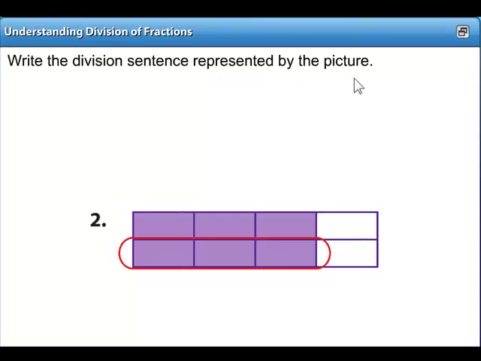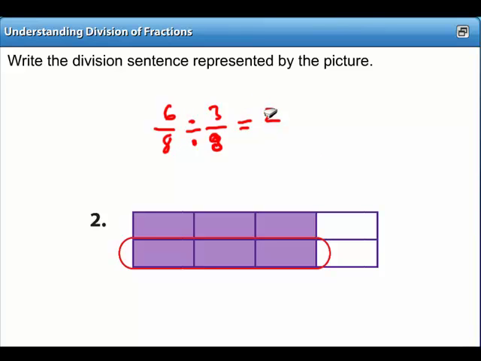And it says write the division sentence represented by the picture. Let's take a look at this. This is broken up into 1, 2, 3, 4, 5, 6, 7, 8 pieces. And so let's see, we have 8 as our denominator. That's our whole, 8 pieces. 1, 2, 3, 4, 5, 6 of them are shaded in. Let's see, what did they divide that by? They divided that by 1, 2, 3 of those 8 pieces. So 6/8 divided by 3/8 equals 6 divided by 3 equals 2.